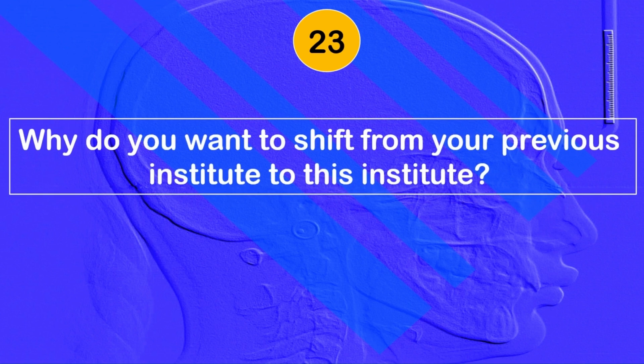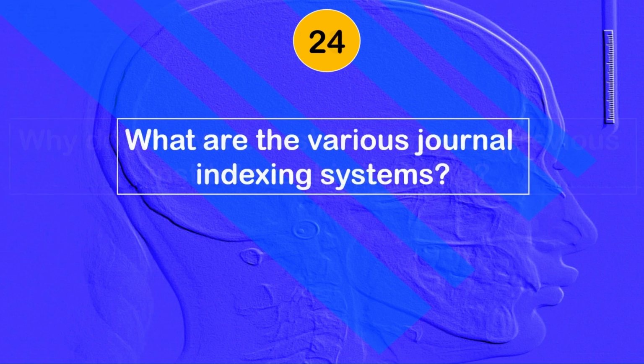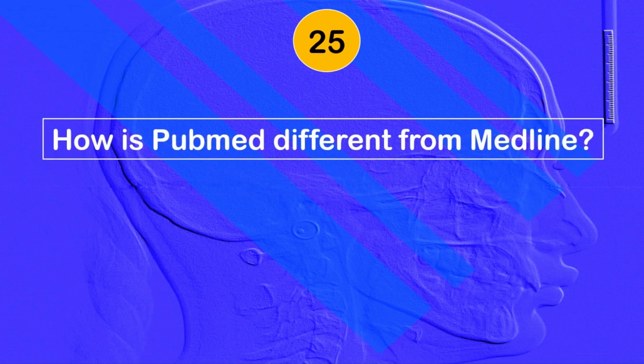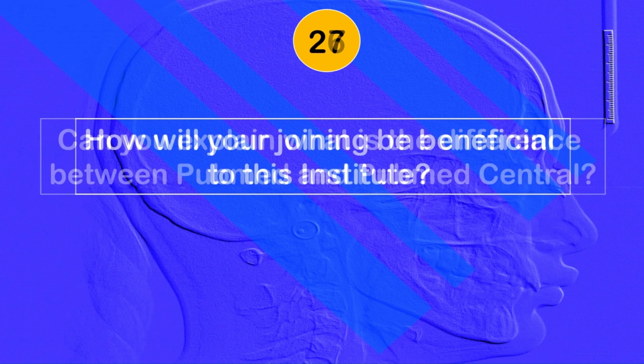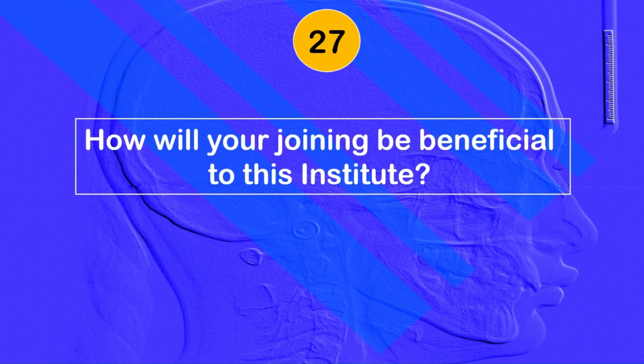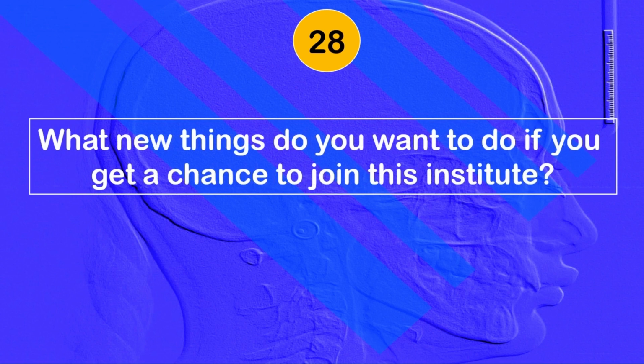Why do you want to shift from your previous institute to this institute? What are the various journal indexing systems? How is PubMed different from Medline? Can you explain the difference between PubMed and PubMed Central? How will your joining be beneficial to this institute? What new things do you want to do if you get a chance to join this institute?